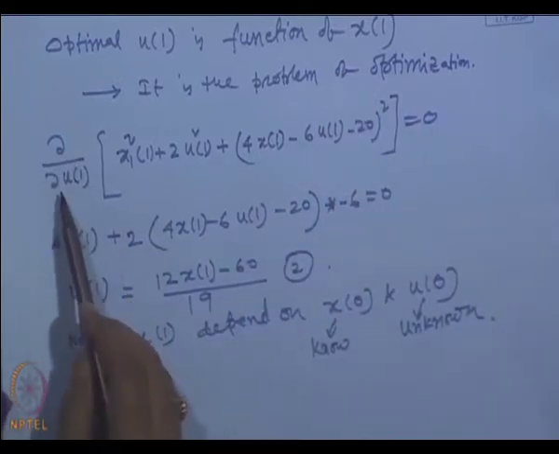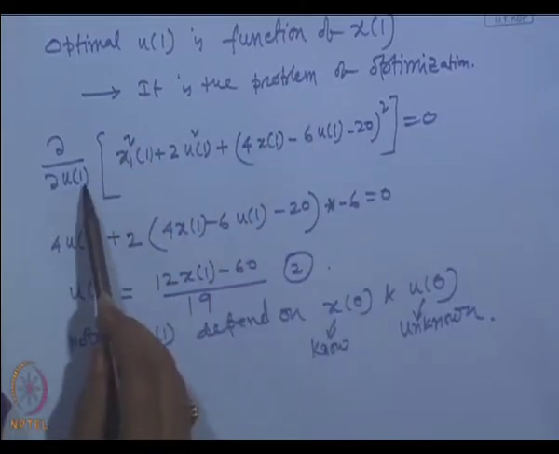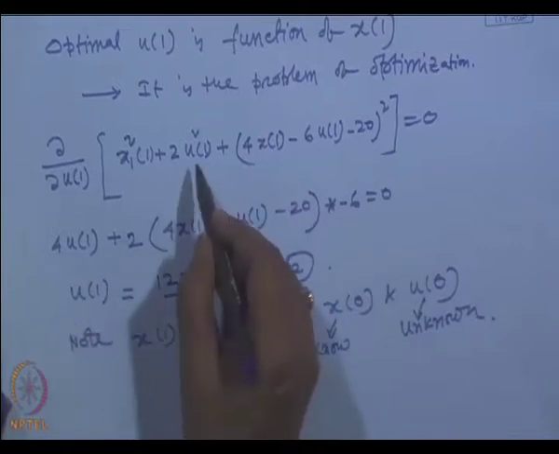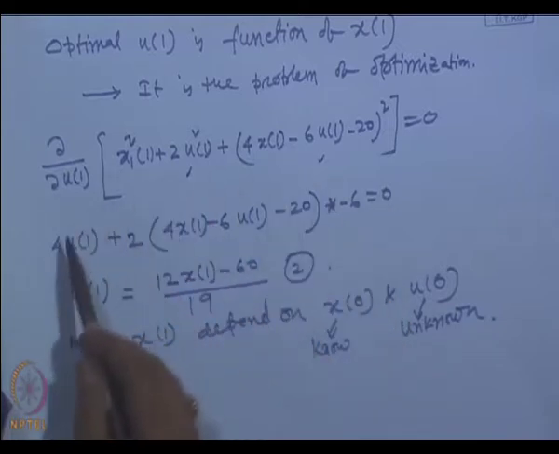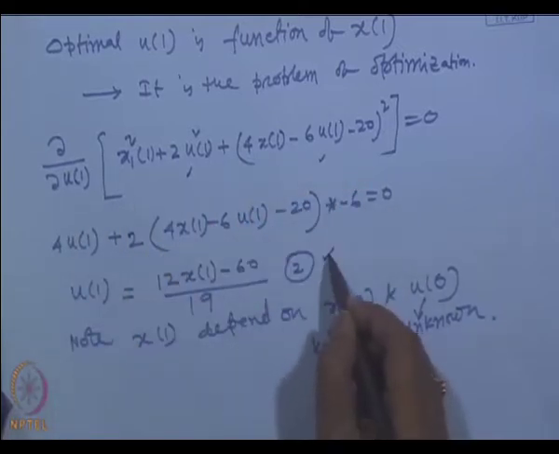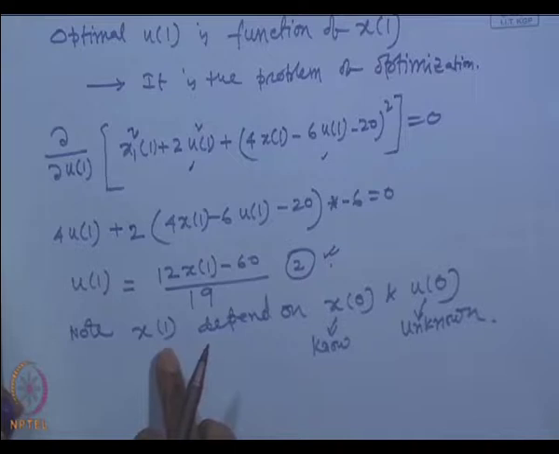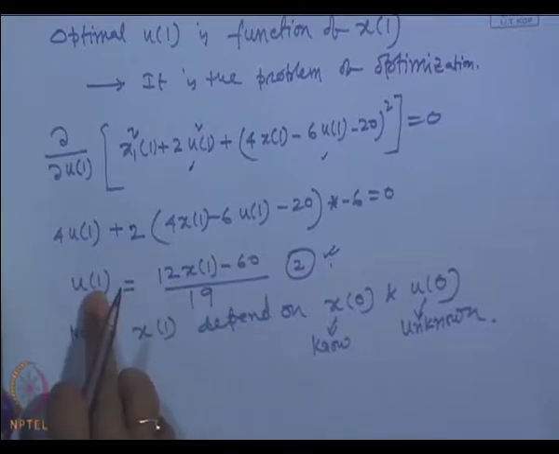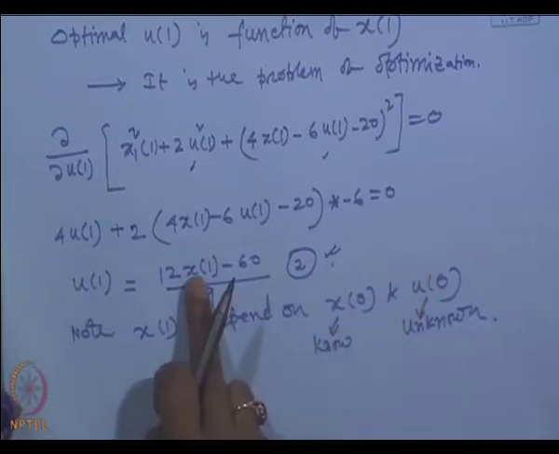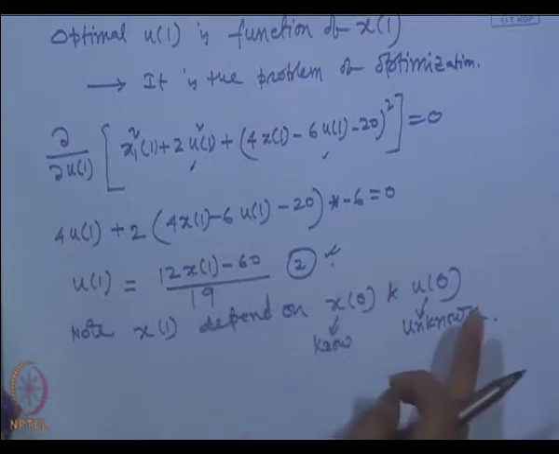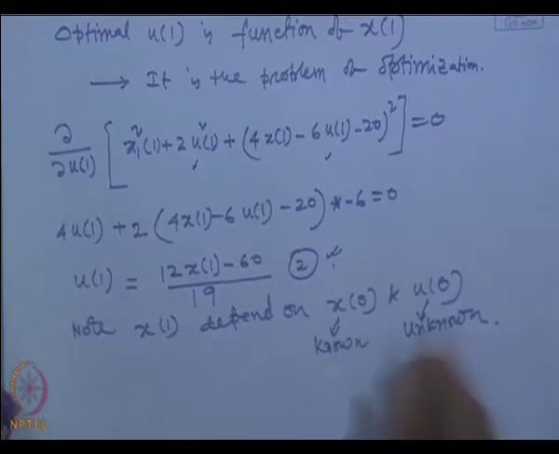It is nothing but an optimization problem. So, we take the partial derivative of the cost function with respect to u of 1. The u of 1 is involved here and in this expression, so it will come with this expression. Ultimately, we get u 1 in terms of x 1 as this. Again I cannot find u of 1 unless I know x 1, but I know x 0. So x of 1 can be expressed in terms of x 0 and u 0, where u 0 is unknown but x 0 is known to us.